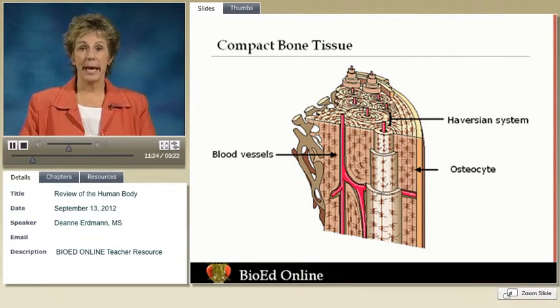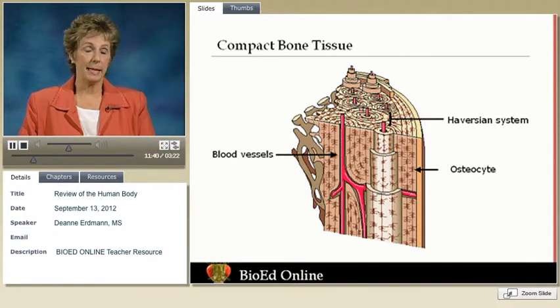Just because you get this bone all built doesn't mean it stays that way forever. It's constantly reorganized. Cells called osteoclasts, C-L-A-S-T, come in and eat away and destroy parts of the bone. They free up the calcium, which can be put back into a new Haversian system or released for use in the body. And after that process, osteoblasts come in and reform.